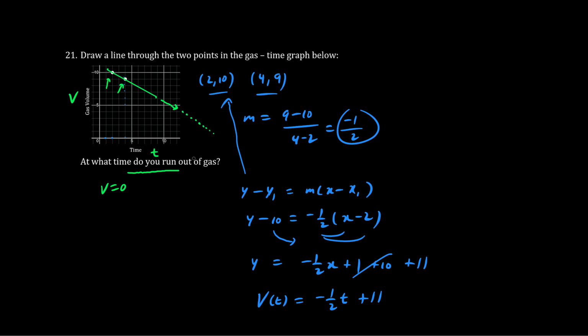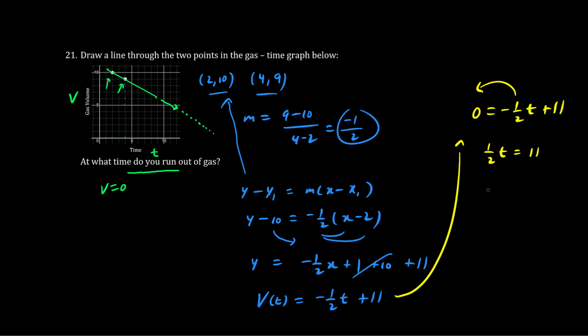And so the question is, when is the volume 0? So 0 is equal to negative 1/2 t plus 11. We'll throw this over here, making it positive. 1/2 t is equal to 11. And finally, multiply both sides by 2. So at 22 hours later, we run out of gas.